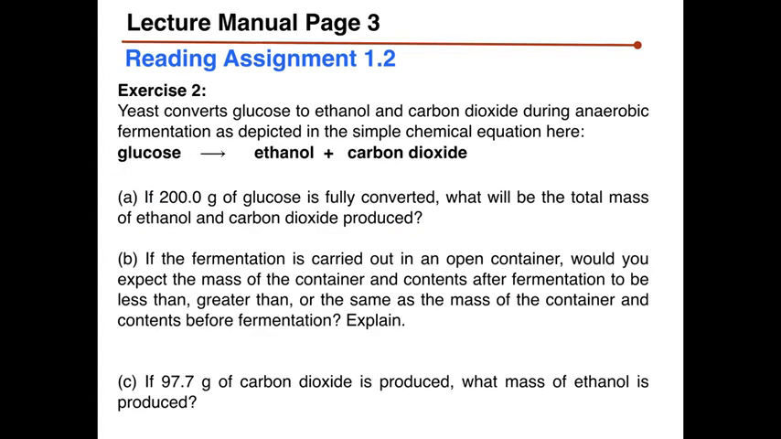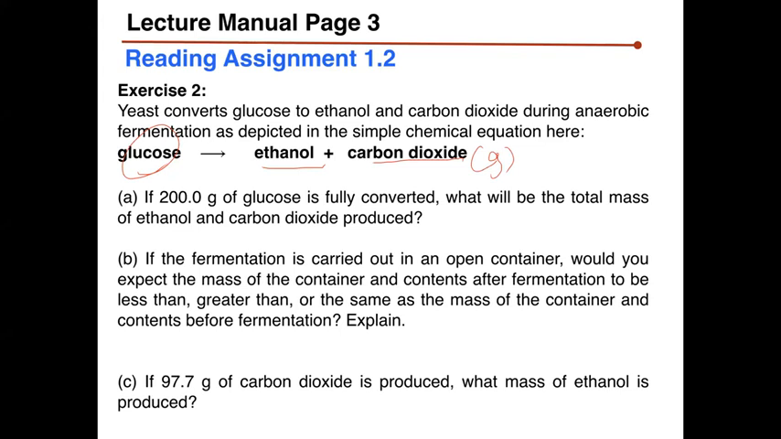Let's take a look at exercise 2. According to the reading assignment, you should be able to answer this problem, so let's check your answer. Yeast converts glucose to ethanol and carbon dioxide during anaerobic fermentation, as depicted in the simple chemical equation here. So you have glucose that converts to ethanol and carbon dioxide. Note that carbon dioxide is a gas, so I'm going to use parentheses G, which refers to gas.